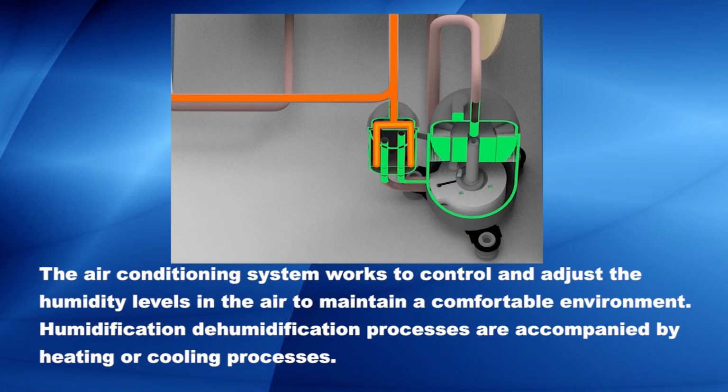Next step is humidification, dehumidification. The process of addition or removal of moisture content in any air sample is called humidification and dehumidification respectively. The air conditioning system works to control and adjust the humidity levels in the air to maintain a comfortable environment. Humidification and dehumidification processes are accompanied by heating or cooling processes.